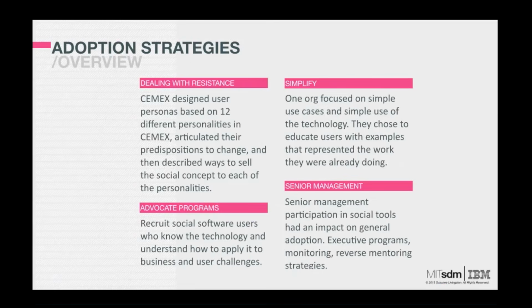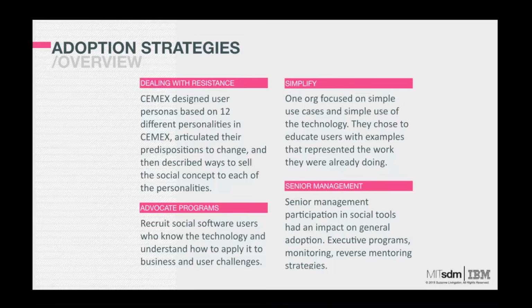And then they would use those personas to articulate the predispositions that they needed to change and describe ways to sell the social concepts to each of those different personalities, and help show that they understood who the users were, what the source of their resistance was, and what kinds of strategies could be put in place to help sell them on the idea of using these. And sometimes that meant appealing to their needs specifically, such as wanting to see benefit rather than using the tools just for the sake of them.